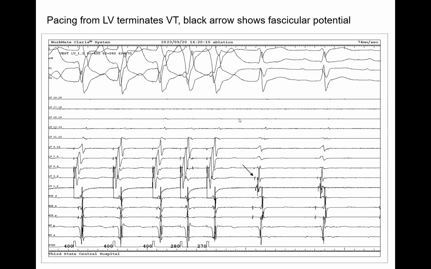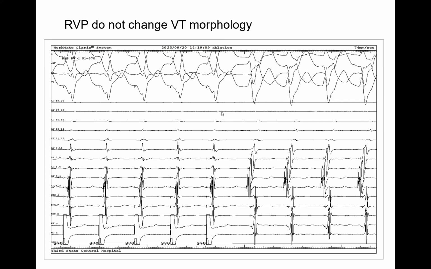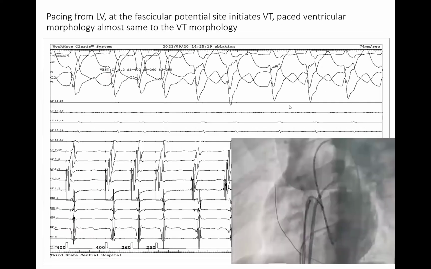We induced our VT and found that the HV interval is very short in our VT. We also found that right ventricular pacing does not change the VT morphology. So we had to go to the left side. We inserted our catheters in the left side. As you see here, this is the His catheter, this is our RV catheter, and those are the left ventricular catheters.